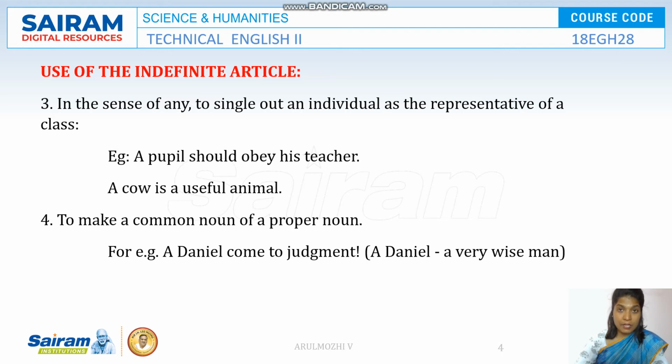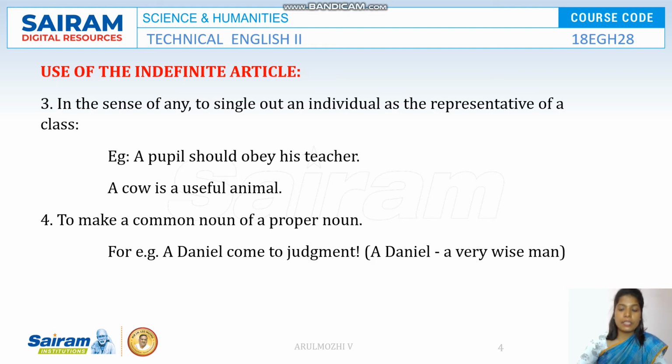It is well known to everybody. So, Daniel comes to judgment, meaning a poor person. In common usage, it refers to a poor person who by mistake suffered unnecessary imprisonment.